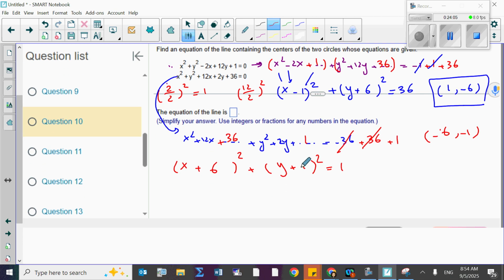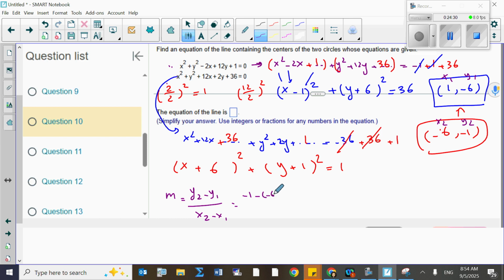Now I just need to find the equation of a line that is passing through these two points. We know that in order to write the equation, first we need to know the slope. That's y2 minus y1 over x2 minus x1. So let me call this x1, y1, x2, y2. So this will be -1 minus -6 over -6 minus 1. So -1 plus 6 is 5, -6 minus 1 is -7. This is the slope of the line. Now, what is the equation?